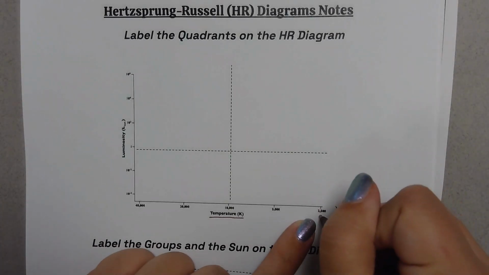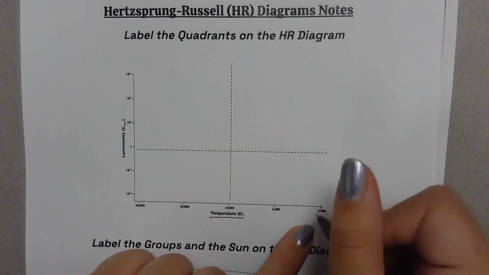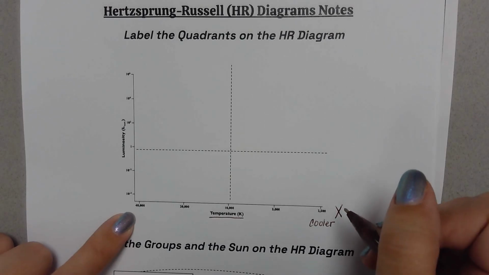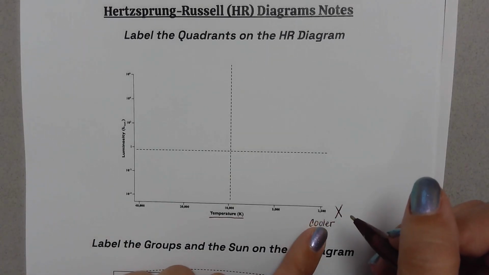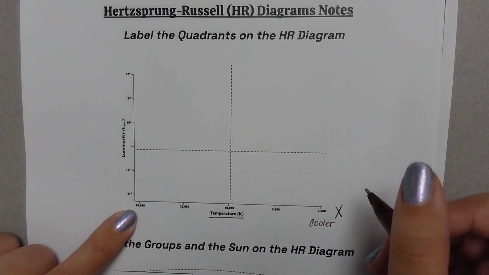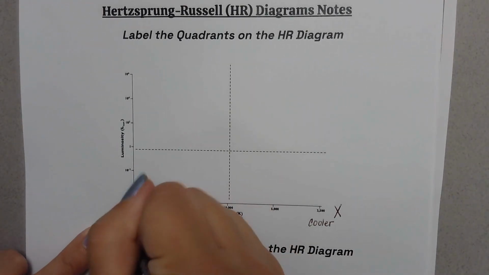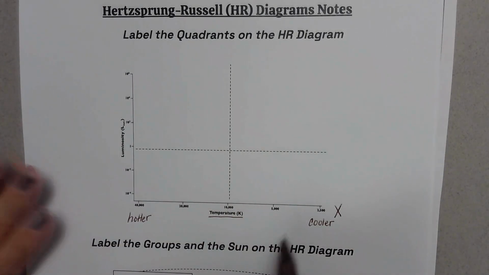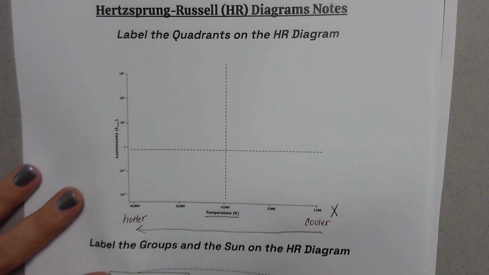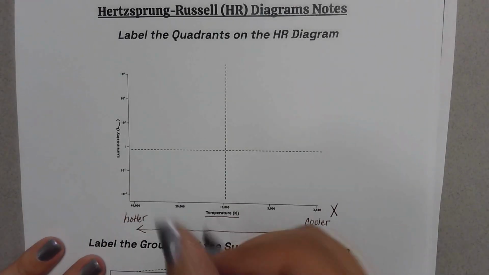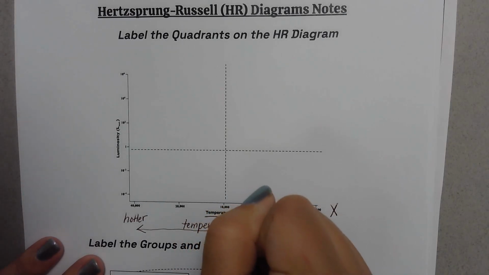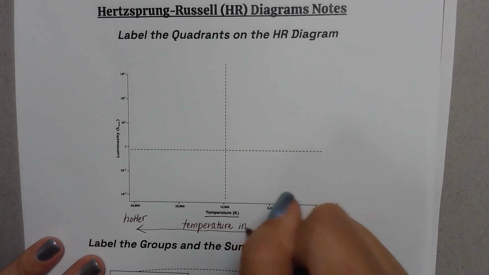Here on the right-hand side, it says 2,500, which is cooler, and over here on the left-hand side it says 40,000, which is hotter. So temperature actually increases going from right to left. So I'm going to write temperature increases.